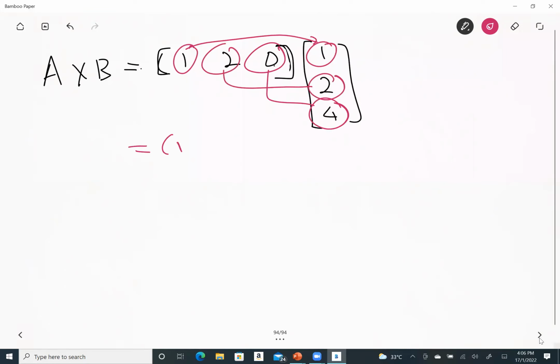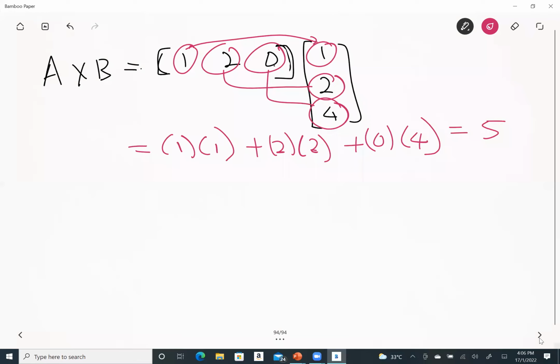So equal to 1 times 1 plus 2 times 2 plus 0 times 4. So that will be equal to what? That will be equal to 1 plus 4 plus 0. That will be equal to 5. So here you see 5 is 1 by 1. Just a number. Okay. All right.